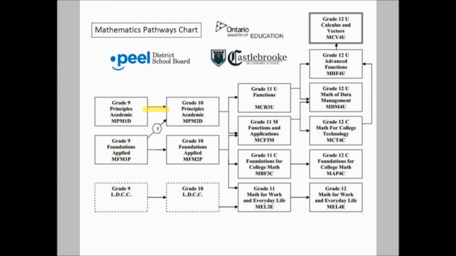Okay? These pathways are all about your success, and they're all about where you think you're going to be heading after high school. So for example, coming from grade 9 academic math, you can choose, with the arrow, grade 10 academic math. If in grade 9 you're finding the concepts very difficult and you feel like you need a little bit more help and a little bit more time to catch on to what's happening, then you are allowed to take grade 10 applied math. Okay? So you can choose either one of these.